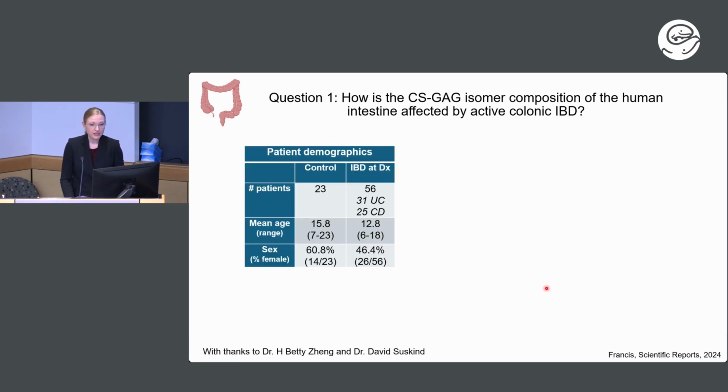With the help of my colleagues, Dr. Zhang and Dr. Suskind, and our wonderful research coordinators, I got tissues from 56 pediatric patients with colonic IBD taken at diagnosis, so when they had active disease, and compared them to 23 patients who were controls who did not have IBD. This is a combination of true healthy endoscopy subjects who were paid to undergo endoscopy. So they had zero symptoms. That's why their age includes a bit of older population here, since they were 18 and over to give consent to this.